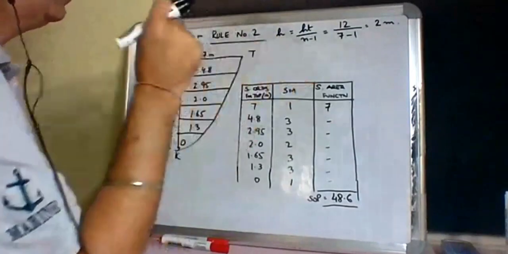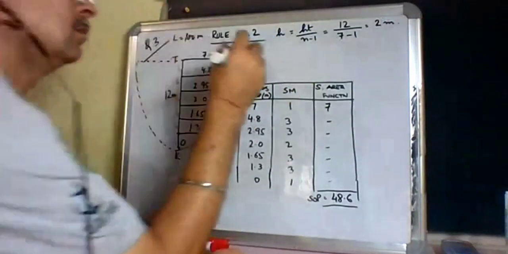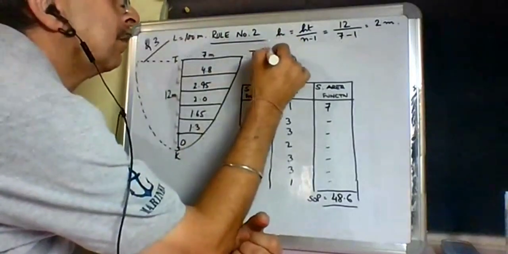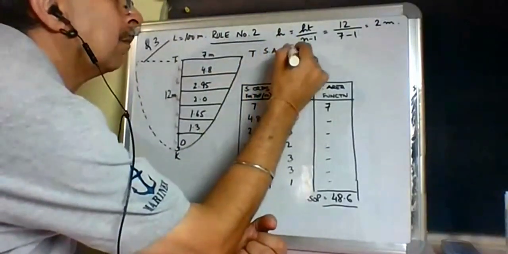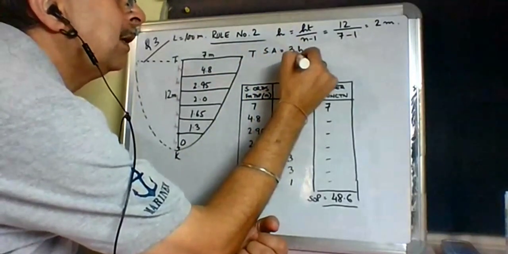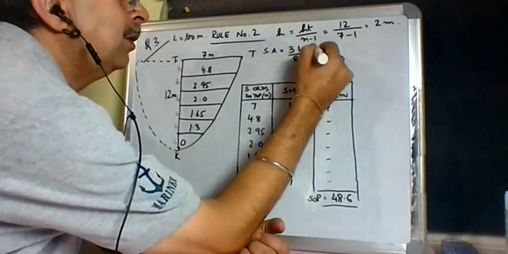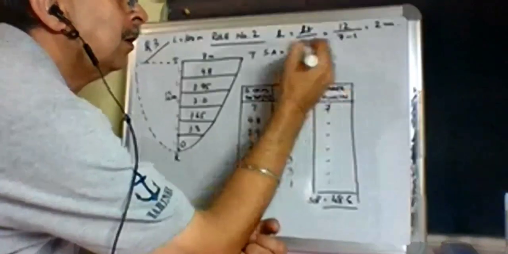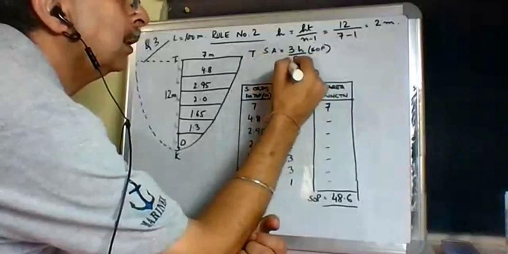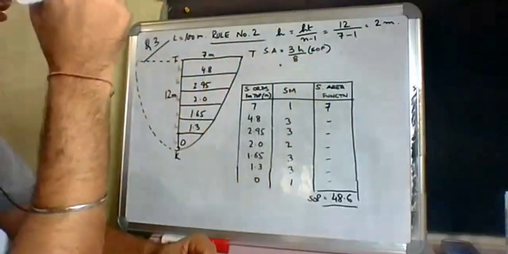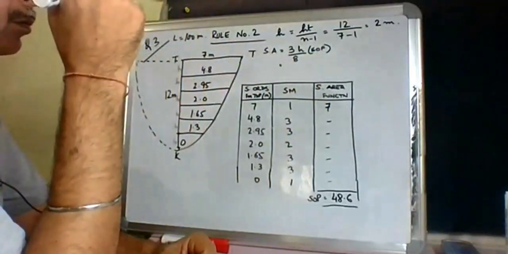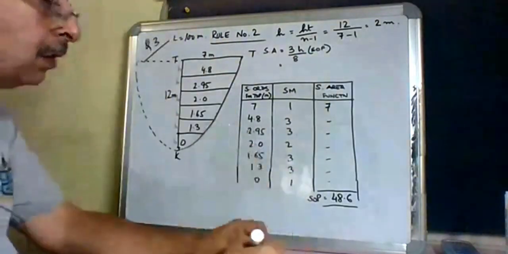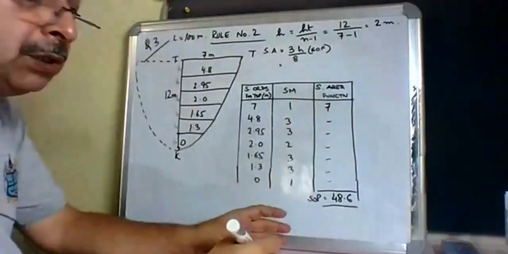Is everybody getting the same answer? So semi area will be 3h by 8 into SOP. Sir, h by 3 into SOP. Sir, did you apply Rule 1? We did not apply Rule 1. We will apply it here, sir. I had specially told you, hadn't I?